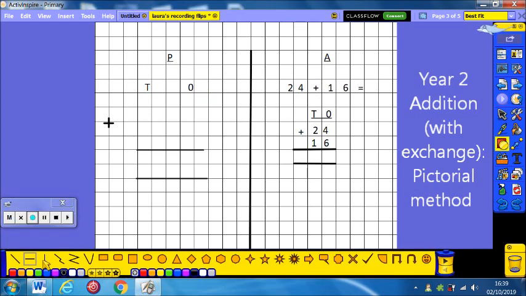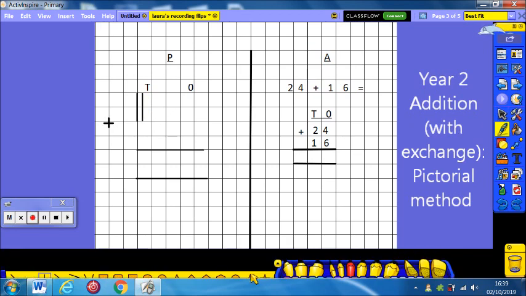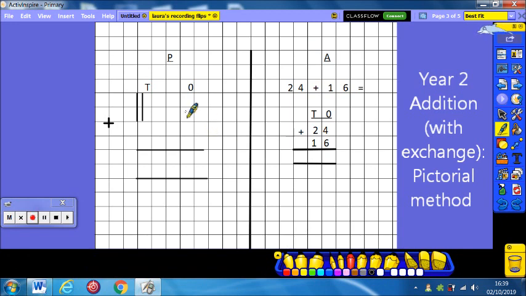I'm going to draw the tens. There are 2 tens. I'm going to draw them 2 squares long. That represents 20. And now I'm going to draw the ones. There are 4 ones. And I'm going to draw them in a dice formation. 1, 2, 3, 4.